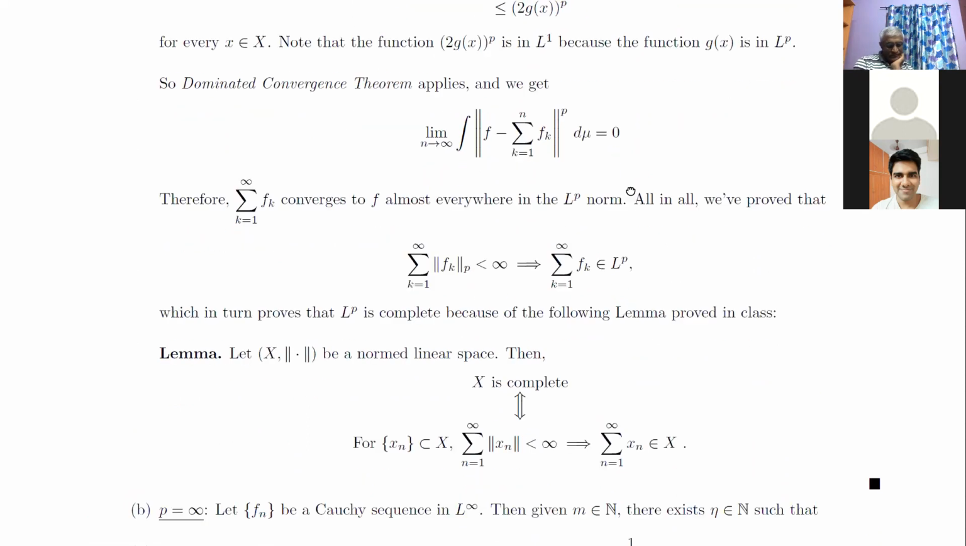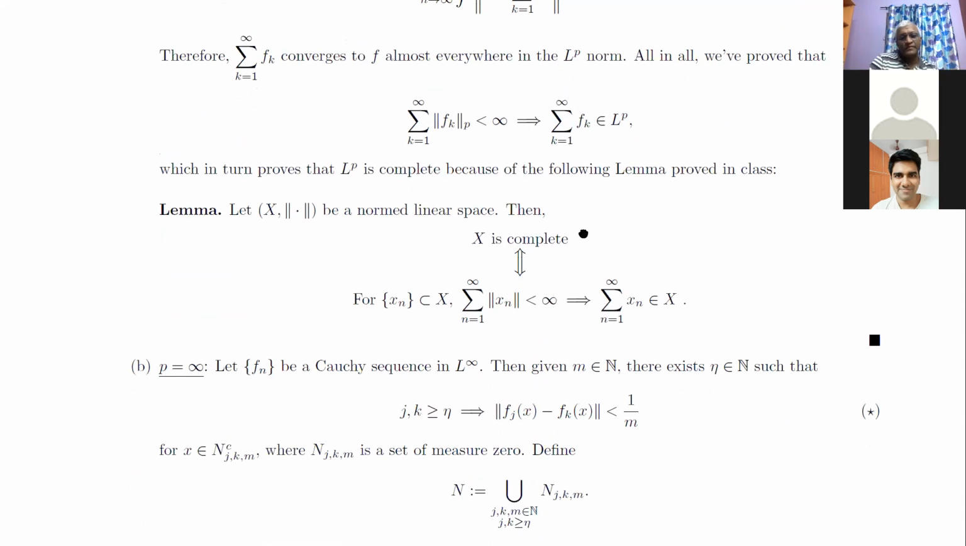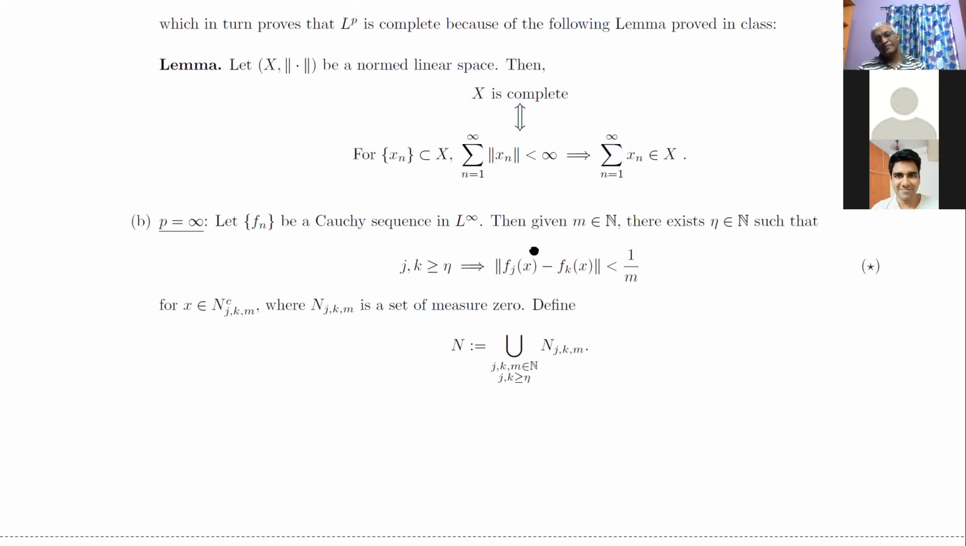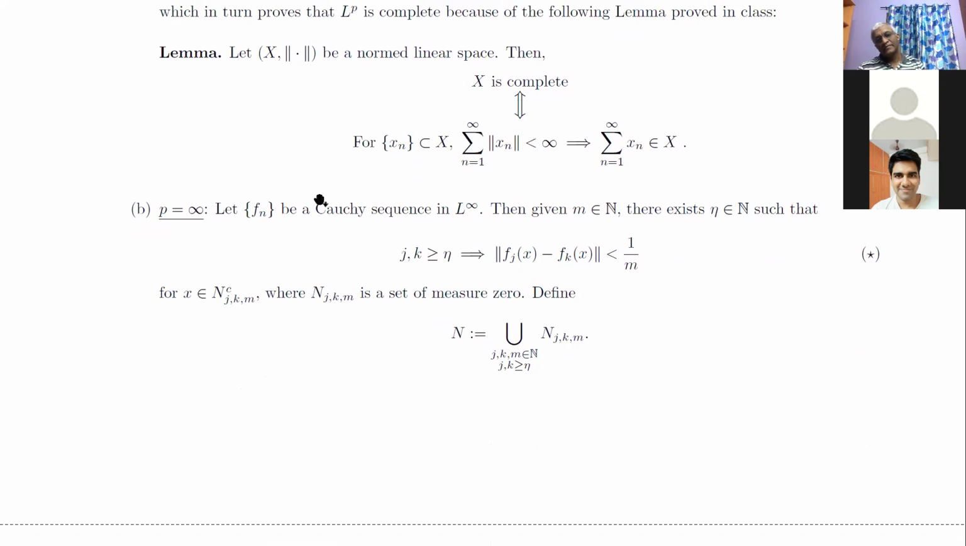The next objective is to prove that even when p is equal to infinity, the L^p space is complete. And this is more or less an easier case. We just expand out the definition of completeness, which is that every Cauchy sequence converges. So let fn be a Cauchy sequence in L infinity, which is endowed with, remember, the supremum norm. For any given natural number m, we can find a natural number eta such that for j and k greater than or equal to eta, the norm of fj(x) minus fk(x) is less than 1 by m for every x in the complement of a null set.